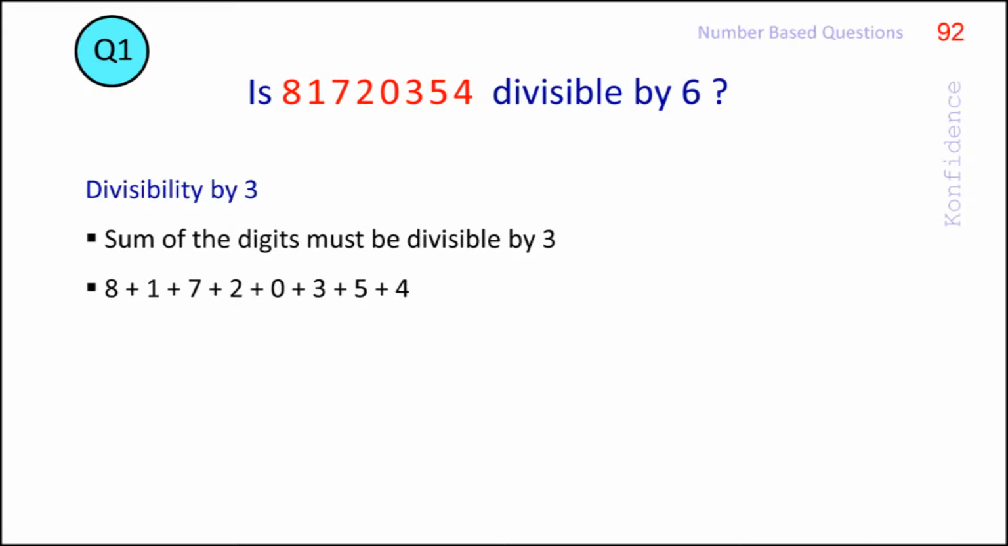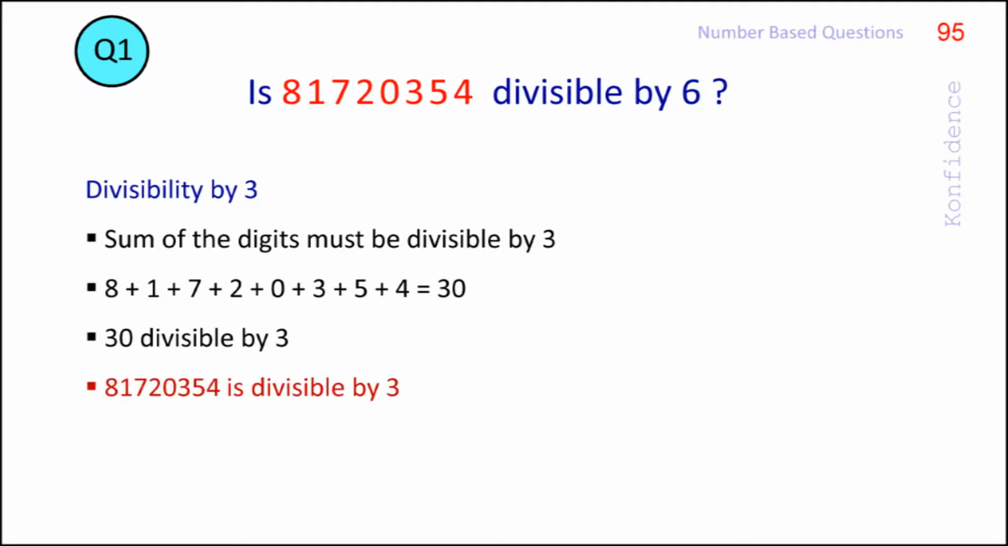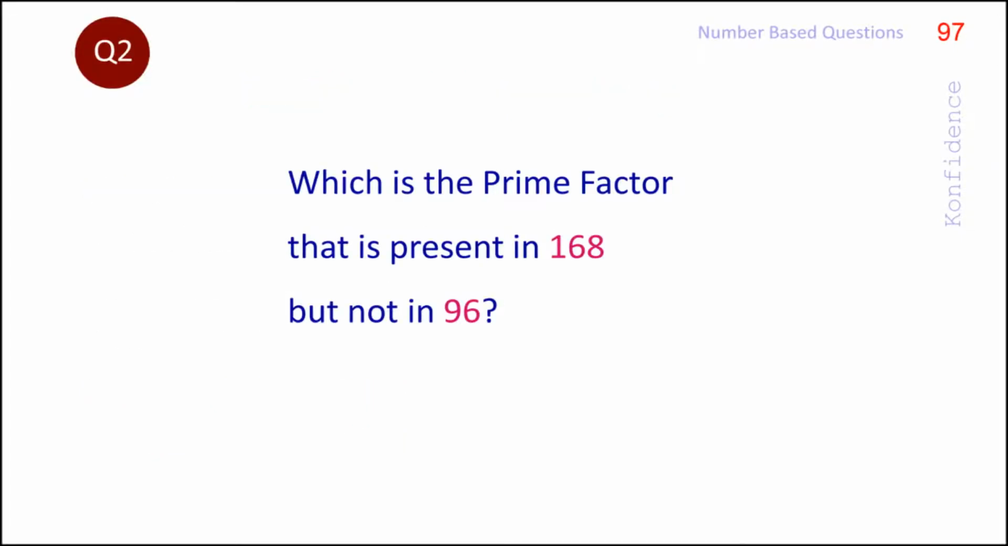Let us add the digits. 8 plus 1 plus 7 plus 2 plus 0 plus 3 plus 5 plus 4 gives us 30. Is 30 divisible by 3? Yes. So the number 81720354 is also divisible by 3. Since the number is divisible by both 2 and 3, it is divisible by 6. Try out the next question on your own.